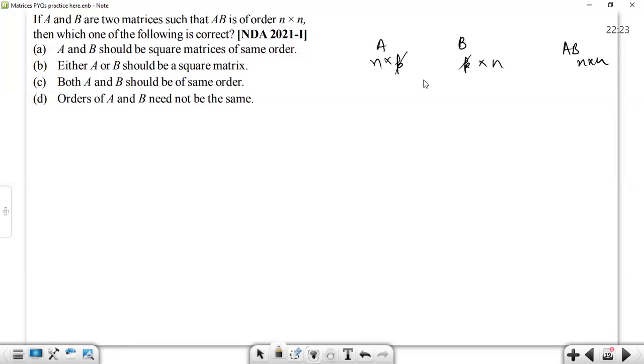Okay. Now let's read the options. A and B should be square matrices of the same order? No, it must not be true.